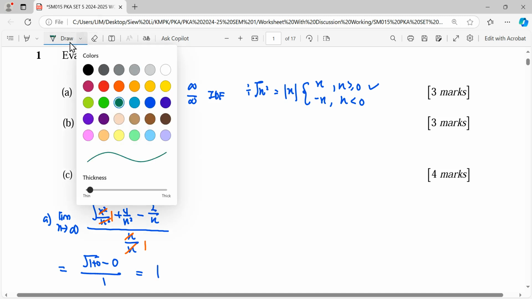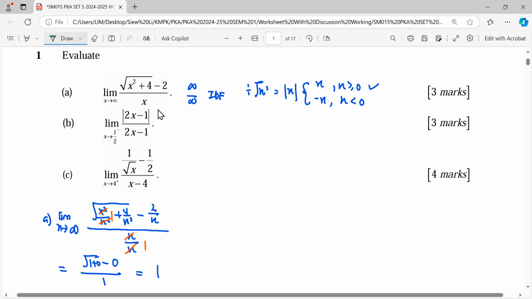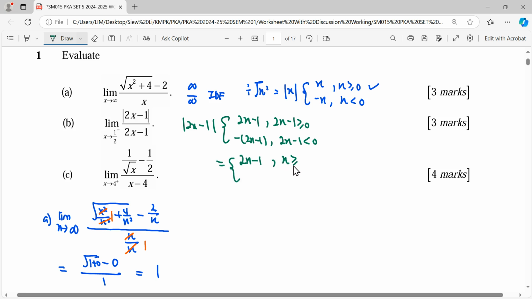Then when we go for question B, we have modulus here. So modulus, we need to define it in piecewise. One is positive for it more than or equal to 0. Another one will be negative for this function less than 0. So as we simplify, for x more than or equal to 1 over 2, we will take the positive function. For x less than 1 over 2, we will take the negative function.